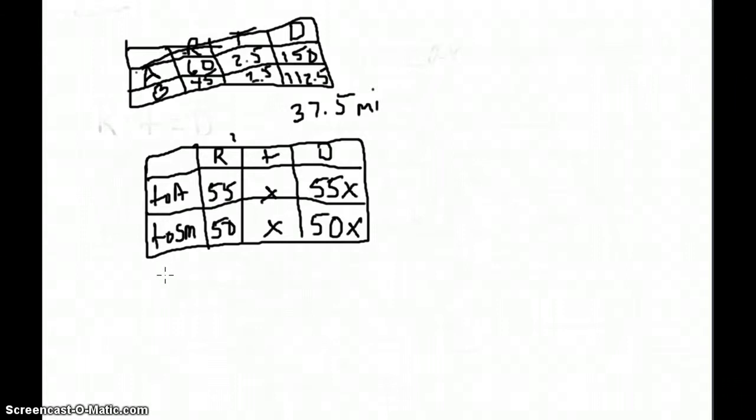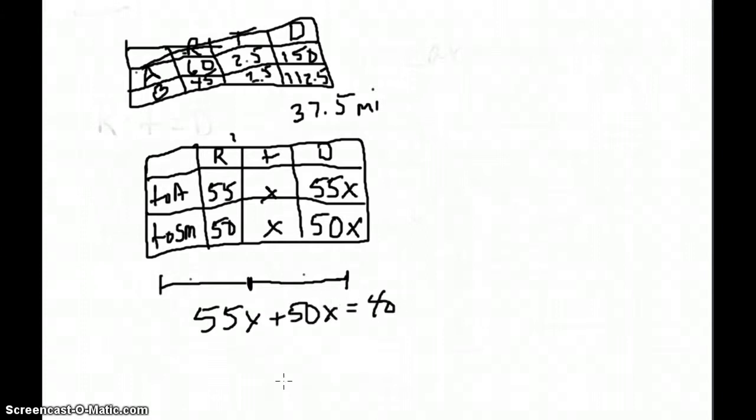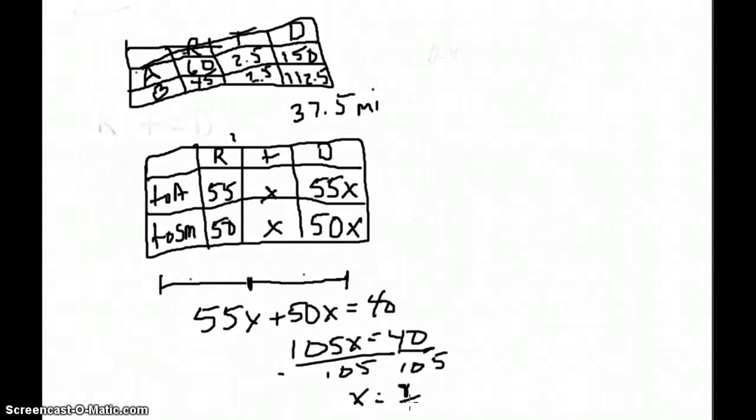So if I have one leaving San Marcos and then this leaving Austin and they meet here, well, this distance plus this distance has to be 40. So 55x plus 50x has to equal 40. So that's 105x equals 40. Divide both sides by 105. And when I do that, I get x equals 8 over 21. That is my time, 8 over 21 hours.